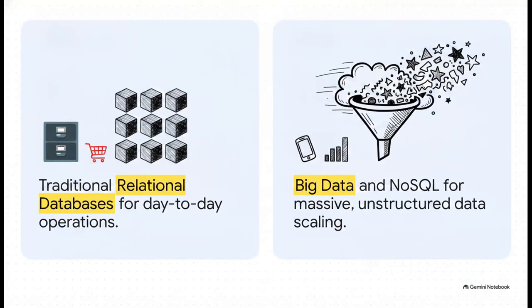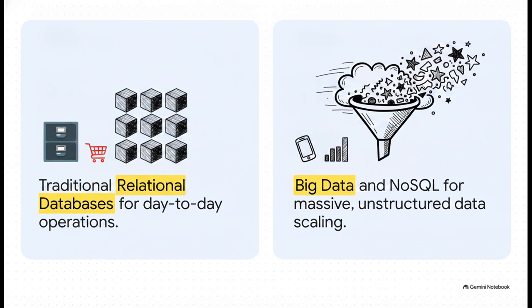So now we're shifting gears from traditional relational structures into the modern era. We're talking exponential data growth, distributed computing, and the Internet of Things. Because let's face it, not all data fits neatly into rows and columns anymore. Traditional SQL relational databases remain the absolute best tool for day-to-day operational transactions, like processing a secure bank transfer. However, we now also have big data and NoSQL.